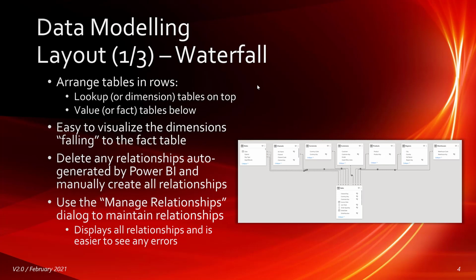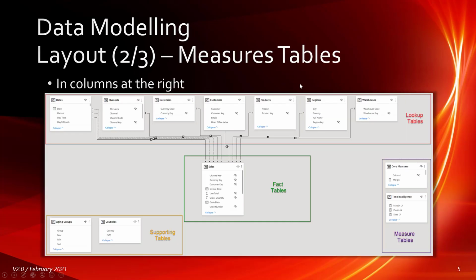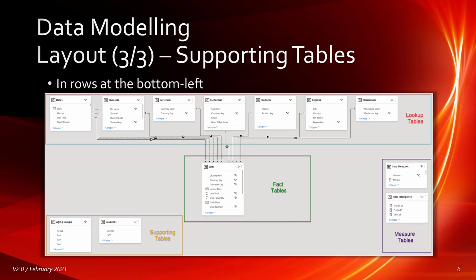And I use the Manage Relationships dialog to maintain the relationships. I find it easier to display all the various components of a relationship. So anyway, here we go. Again, continuing the waterfall layout, I have lookup tables on top and fact tables in the middle. I also group measure tables over to the right in a column. And then I also group supporting tables in rows at the bottom left.